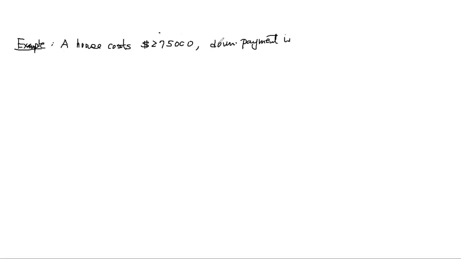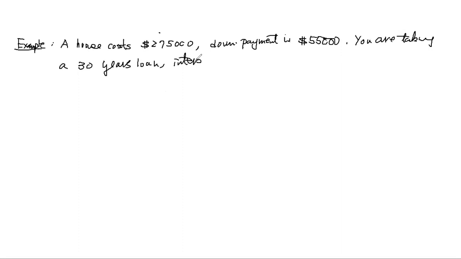You paid off 55,000. And the interest rate, so you are taking a 30 years loan. Okay, you are taking a 30 years loan and interest rate is 6%. Okay, so how much you need to pay?